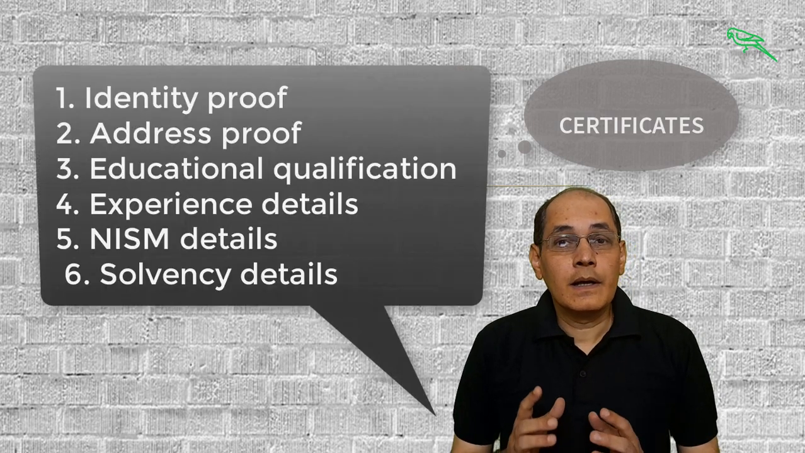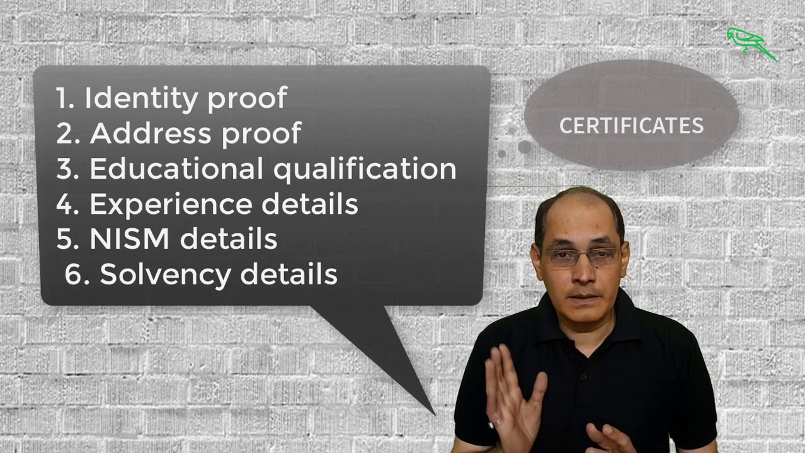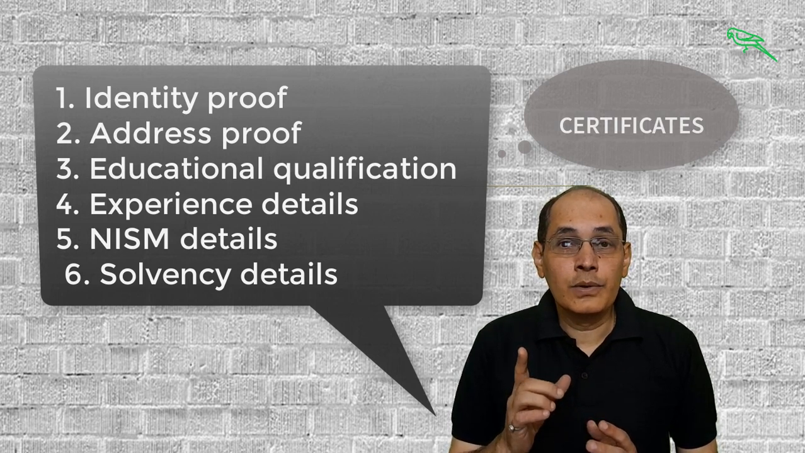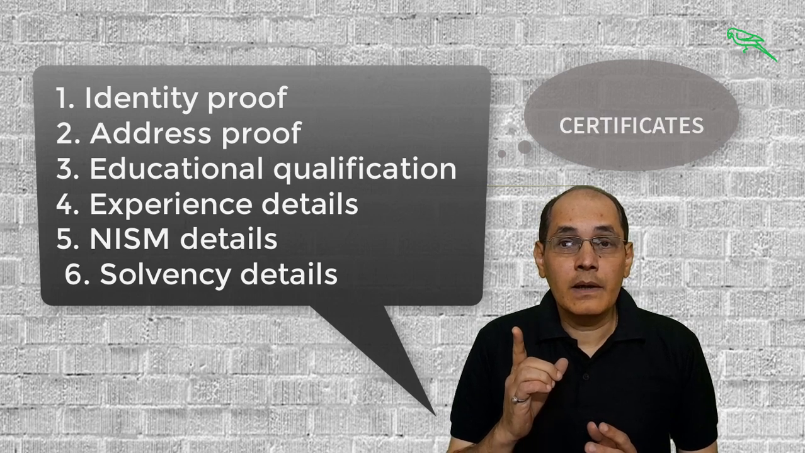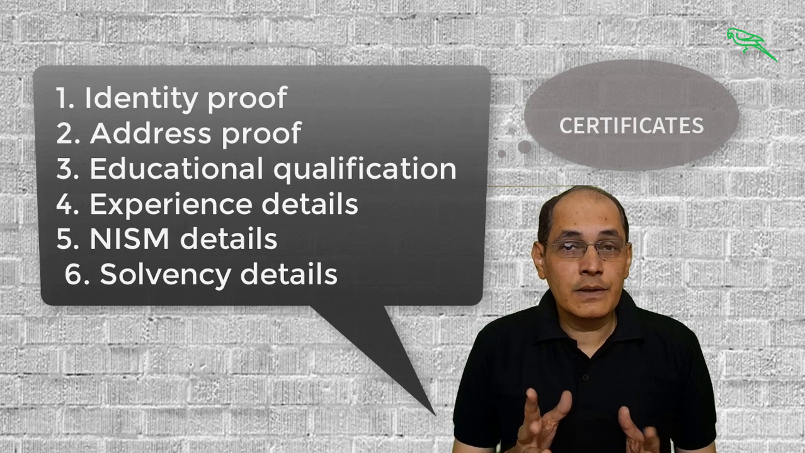First is identity proof, wherein you require PAN and Aadhaar card. Address proof. In address proof, you will have to show your passport, utility bill, bank statement, or rent agreement. Next is educational qualification.